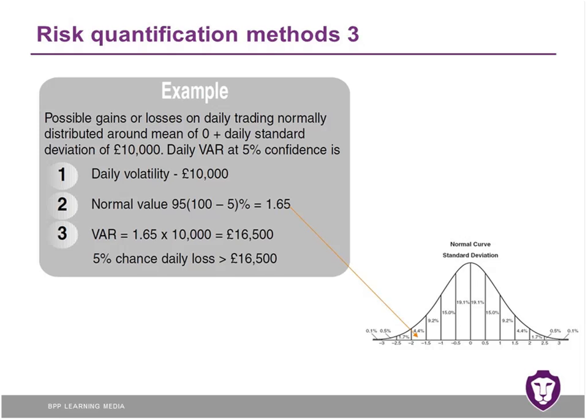Now, I've put this normal curve in here so that you can see where this value 1.65 comes from. I'm presuming in P2 you did this, so I'm not going to go into it too much. But in this standard deviation curve, 5% is about here, and if you go down, it's about 1.65. So the VAR, the value at risk, is 1.65 times $10,000, 16,500. So you can work out there's a 5% chance of a daily loss of 16,500. That's the sort of idea.